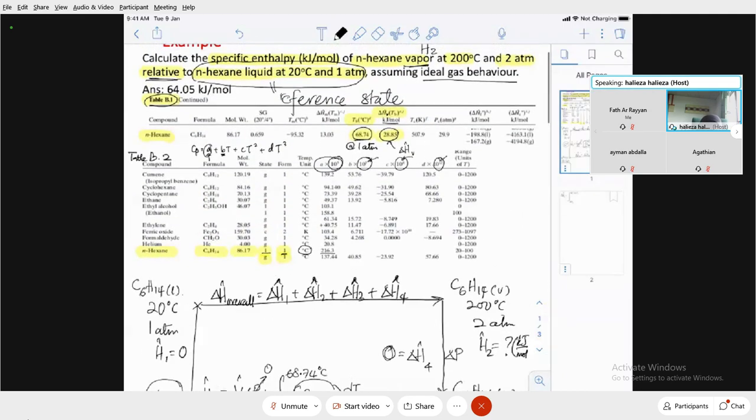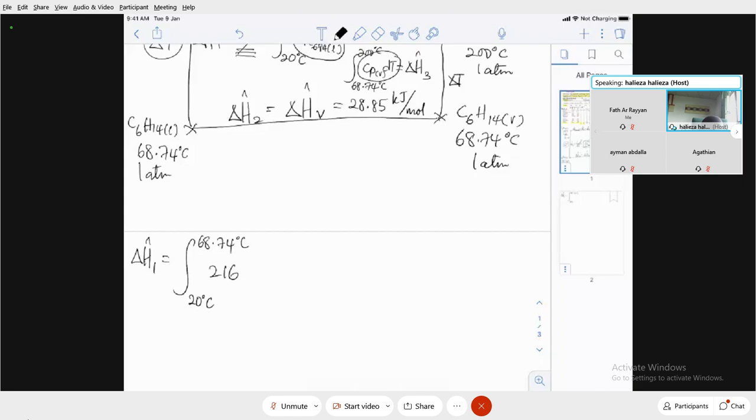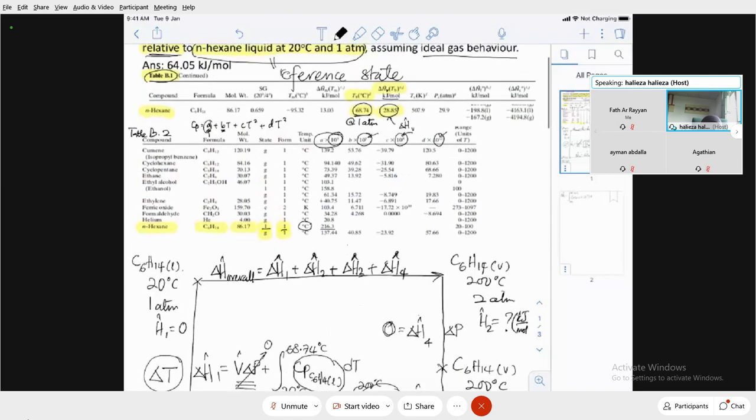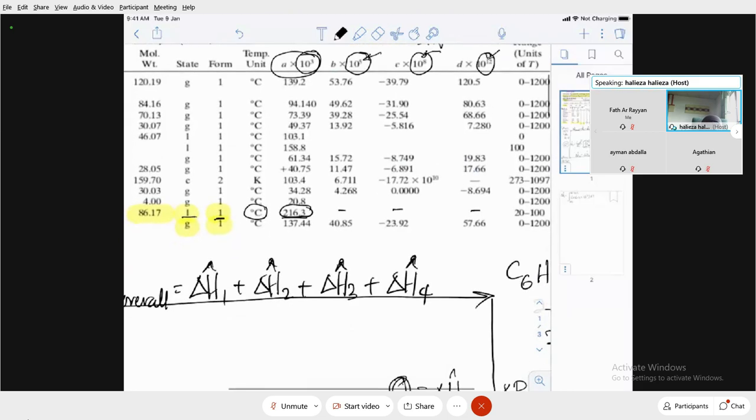I can't see it. Where is it? 216.3. Remember my sign, times 10 to the power of negative 3 dT. Why only one A? Why not B? Where is the B? Where is the C? Because it's stated that there is only one value. There's no B, no C, no D. So it's only one value of 216.3.